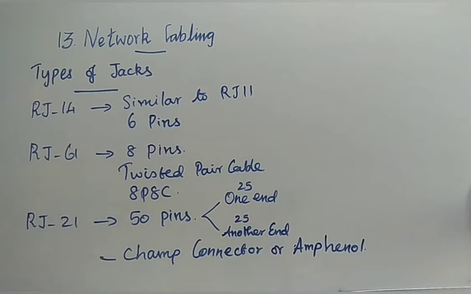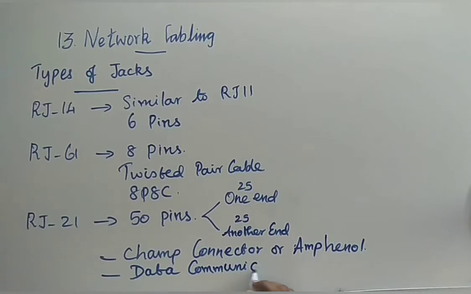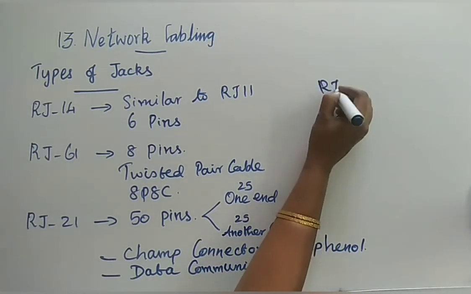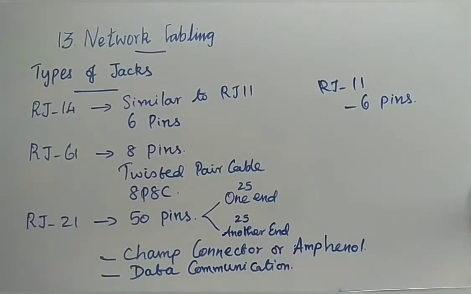Similarly, this RJ21 interface is used for data communication trunking applications. It is mainly used in data communication applications. For that purpose we use RJ21. So here we have discussed 4 types of jacks: first RJ11, which has 6 pins, next RJ14, next RJ61, and next RJ21. These are the jacks we have discussed under types of jack.